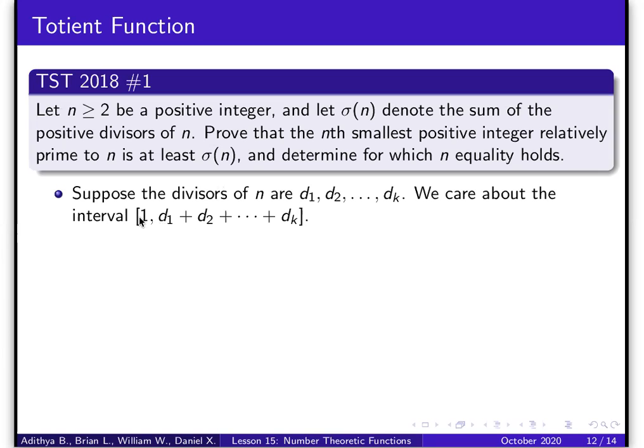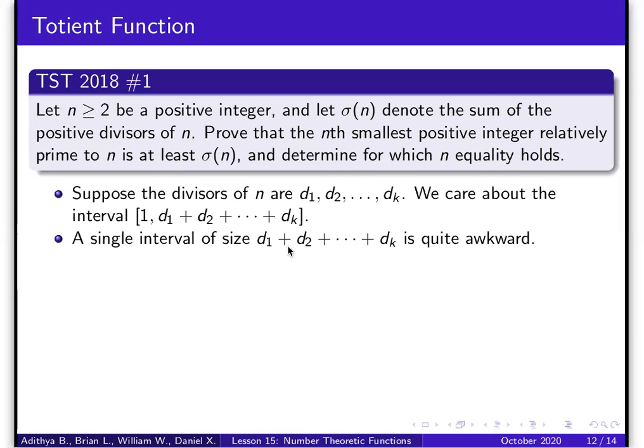So anyways, the problem with this expression is that d1 plus d2 plus all the way to dk is very difficult to work with for general n. So one way we can try to attack this is actually to, well, does anybody see how to attack this question, given that this sum itself is very awkward?